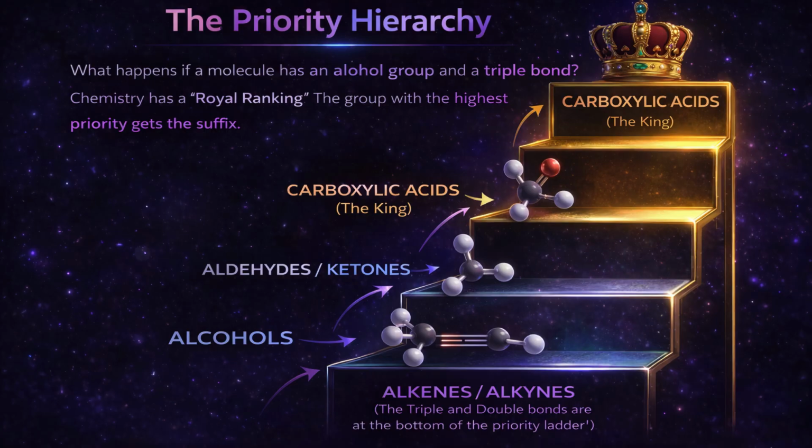Pro tip: think of the hierarchy as a chain of command. When you're naming a complex molecule, always look for the highest ranker first. That group will lead the way for the rest of the name.